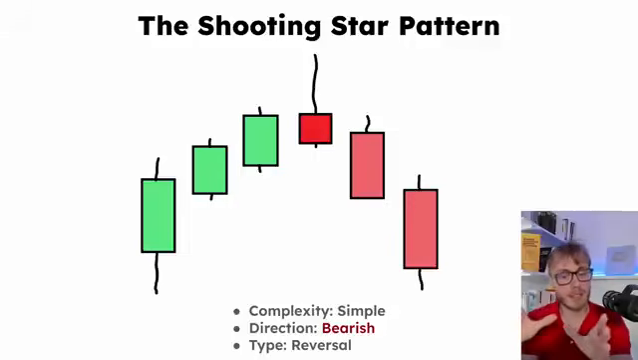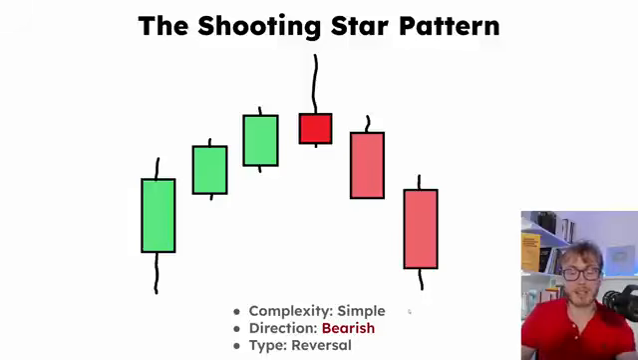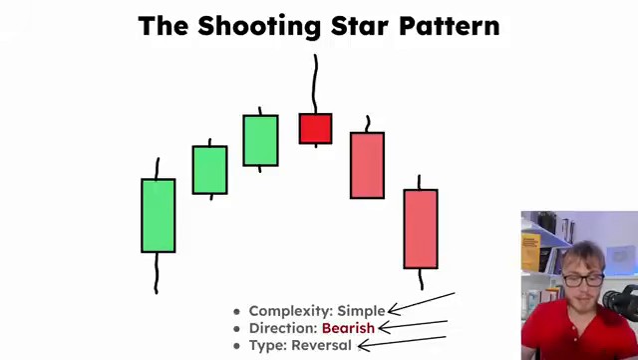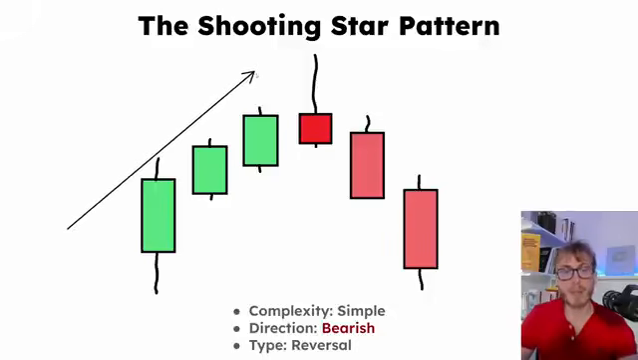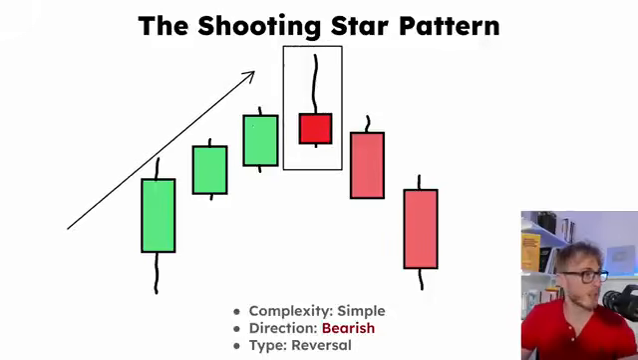Alright, so now let's take a look at the shooting star pattern. This is one of my favorite bearish patterns, so make sure to really pay attention to this one. Once again, this is a simple pattern because the pattern consists of one candlestick, the direction is bearish, and the type is a reversal. And because this is a bearish reversal, that means that before the pattern appears, we want to see an uptrend. Then this right here is the actual pattern, and after the pattern, the goal is to reverse the price to the downside.